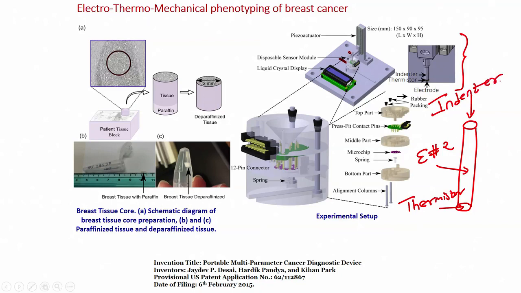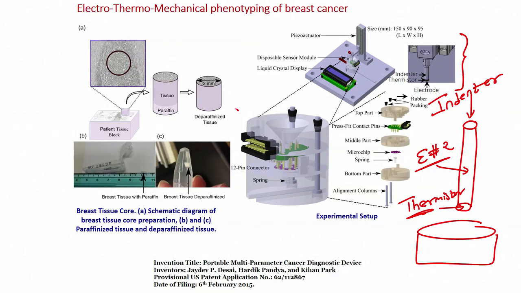Indenter is used to indent. Let us say if I have a material or a tissue, this can press it, this can indent it, indenter, alright. It is a conductive electrode because it is conductive, and we have a thermistor at the tip of the indenter. Understood this much? Now, what will we do?